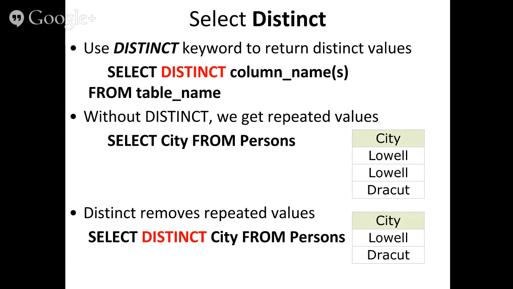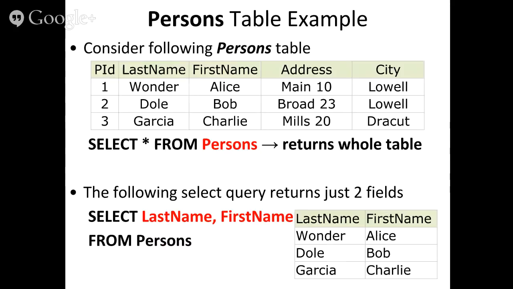Now we can notice that some fields presumably are unique, like for instance PID. Probably that's the primary key. First name and last name, presumably they are not unique, because people can have the same first name, same last name. Definitely the city is not unique. You can have lots of people living in the same city.